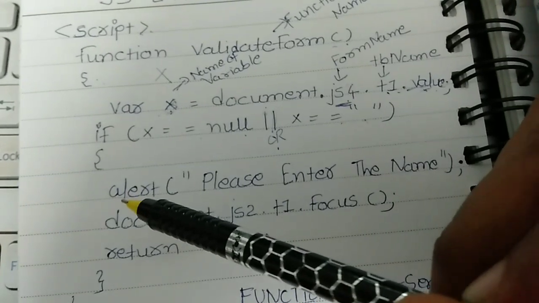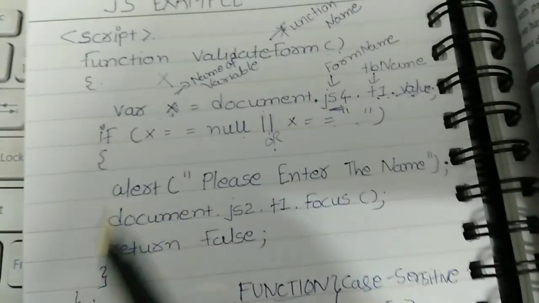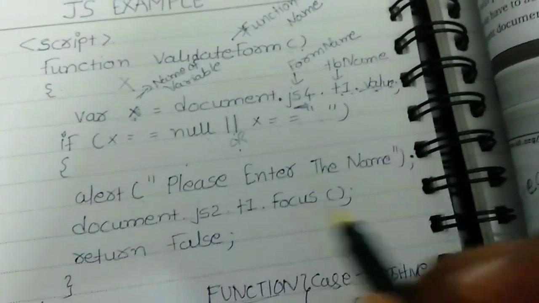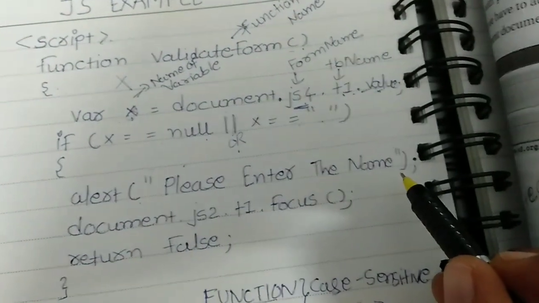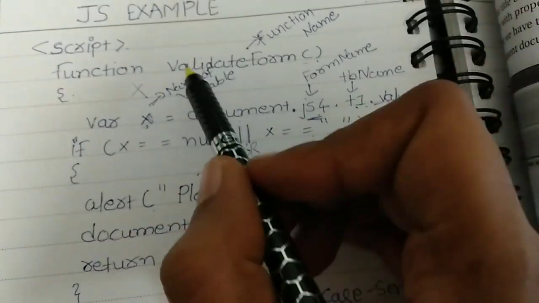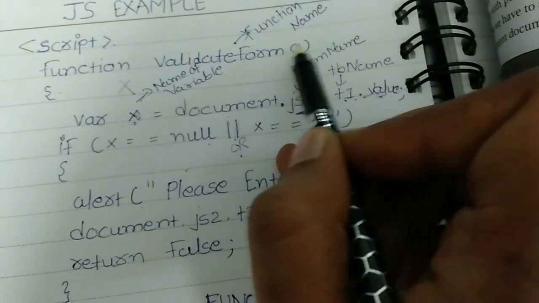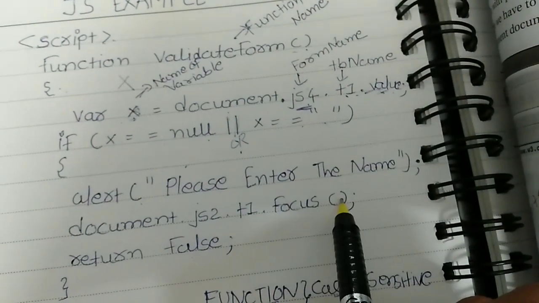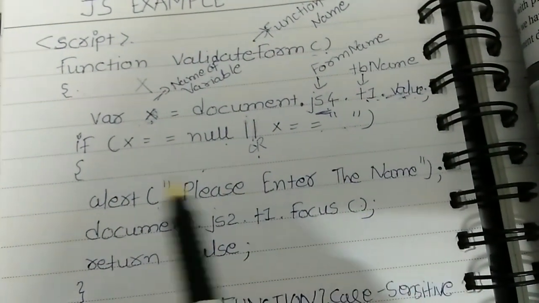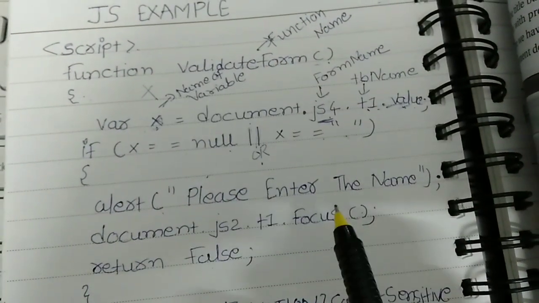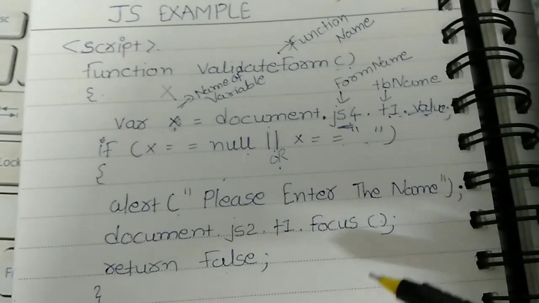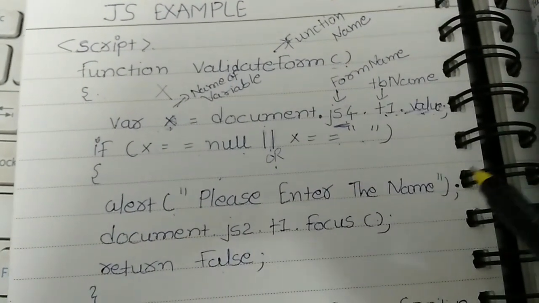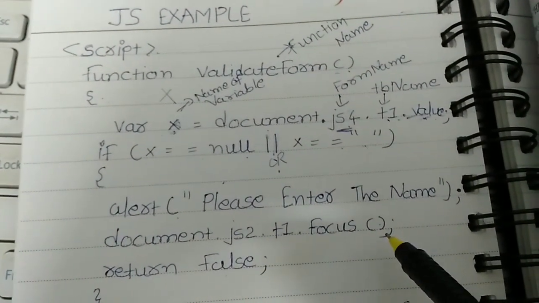Inside the if statement you have to write the alert function. Why am I telling you alert is a function? Because alert has an opening bracket and a closing bracket, that's why alert is a function. Here validate form is a function, alert is a function, and focus is also a function. Can you see why validateForm, alert and focus, three functions, are there in your program? Because of opening bracket, closing bracket, opening bracket, closing bracket, opening bracket, closing bracket.